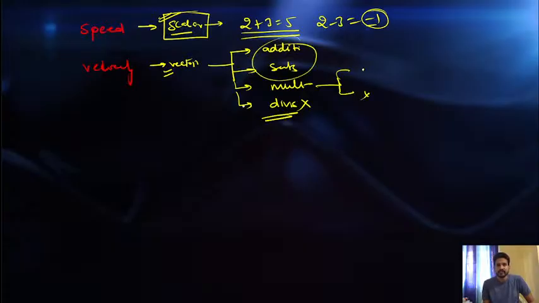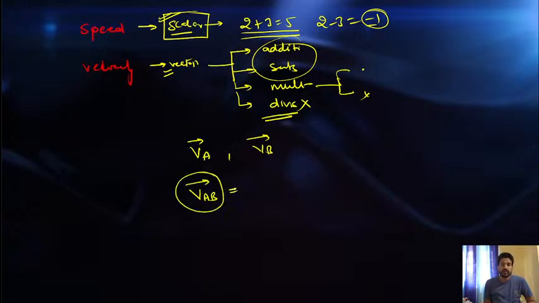What about the addition and the subtraction? Relative velocity means one velocity minus another velocity. That's it, nothing else, right? Like we have a velocity VA and a velocity VB. If I want to calculate the velocity of A with respect to B, that formula says velocity of A minus velocity of B.